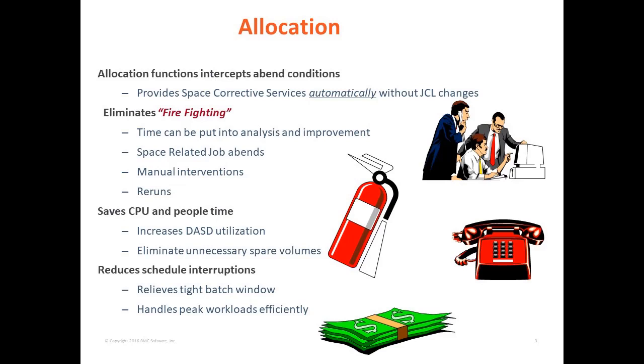MainView SRM Allocation provides automated actions to prevent out-of-space conditions for both SMS and non-SMS datasets. With the automated actions, allocation prevents reruns of jobs and manual interventions to resolve incorrect JCL coding of space values. The net result? DASD usage is allocated more efficiently, and tight batch windows are relieved along with the handling peak workloads without interruptions.